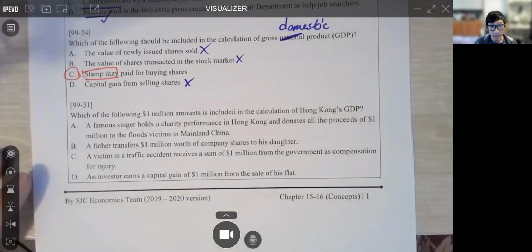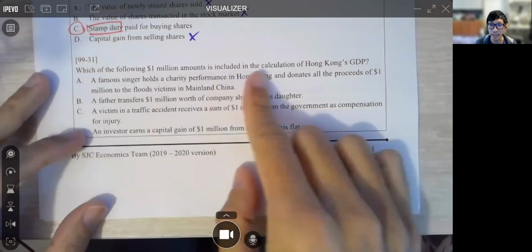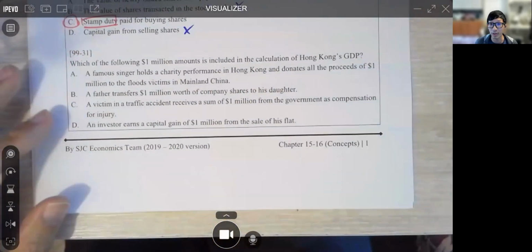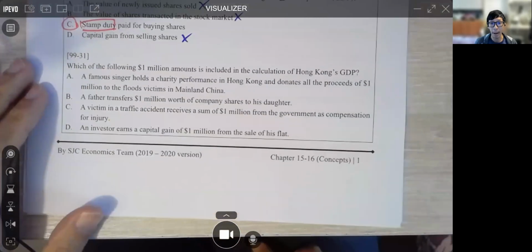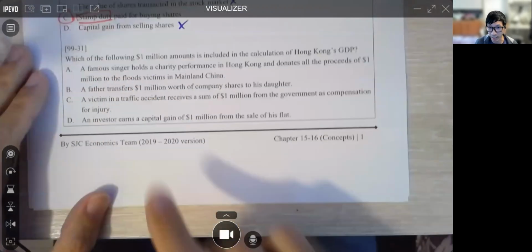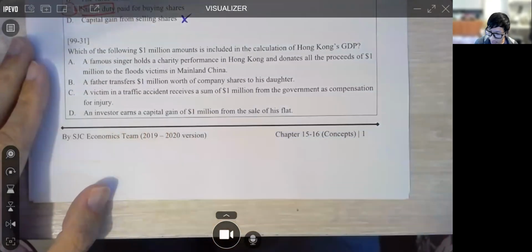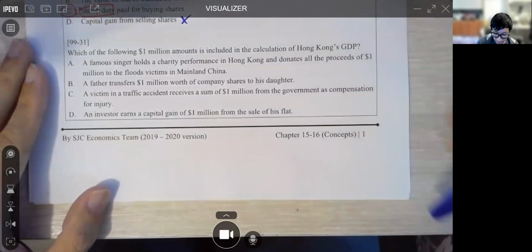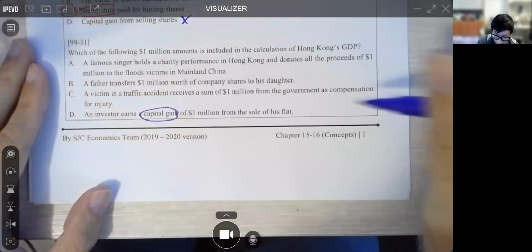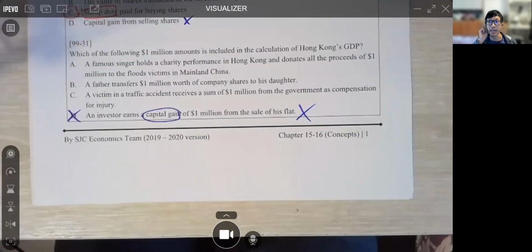對唔對？Okay, now. Next question. Which of the following 1 million amount is included in the calculation of Hong Kong's GDP? OK，好啦，慢慢嚟啦。An investor capital gain，嗱，應該要開始敏感啦。When you see capital gain, you should know this is not counted in GDP, not real production. Financial gain, not real production.